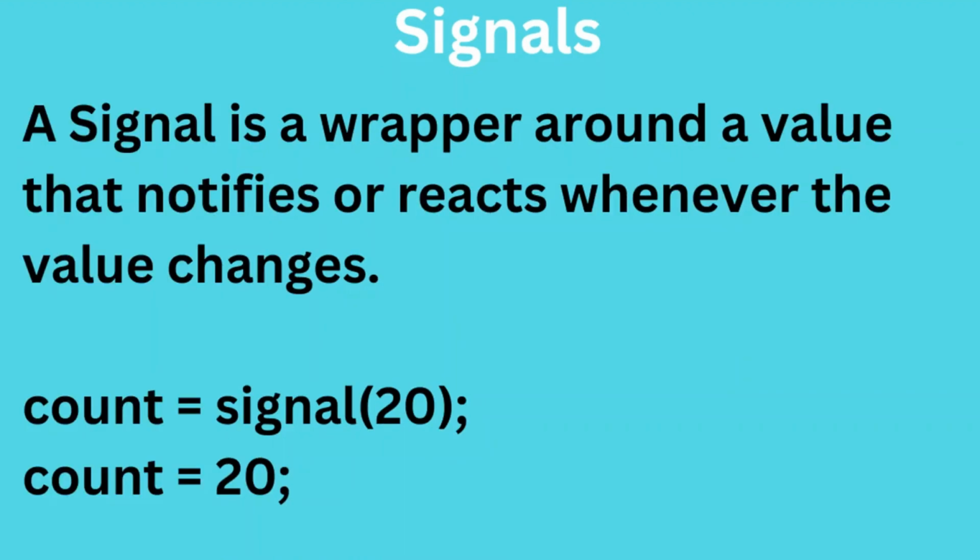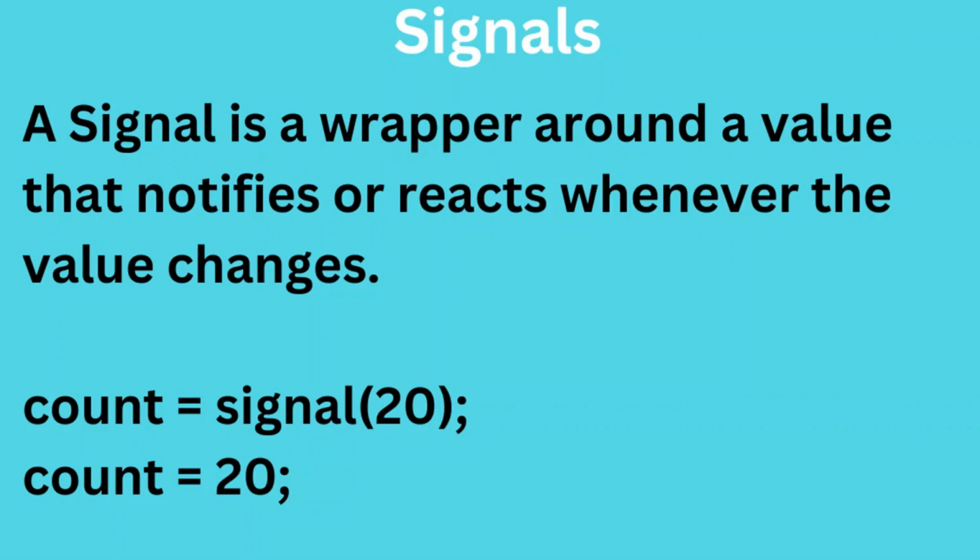A signal is similar to a normal property. It stores a value in the same way. For example, when you create a normal property, say count, and assign it a value like 20, it holds that value. But in the case of signal, there's an extra step. First, you need to import the signal function from Angular's core package. Then you define the signal and assign it a value. To update the value of a signal, you use its special set function. With a normal property, you can just assign a new value directly and it updates.